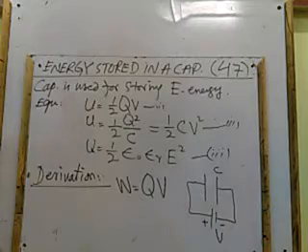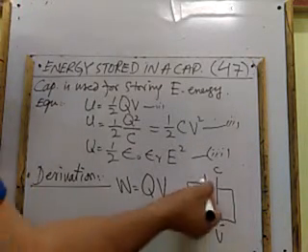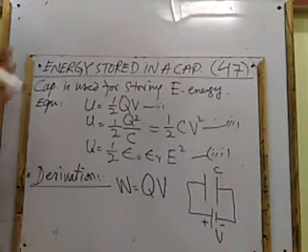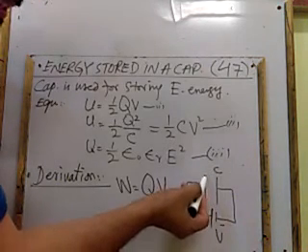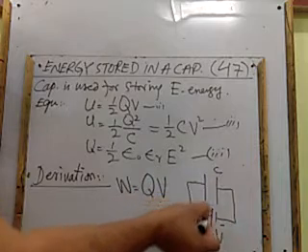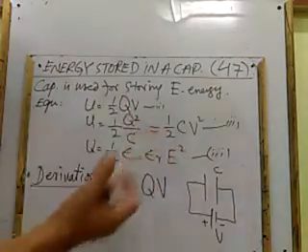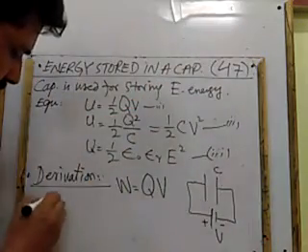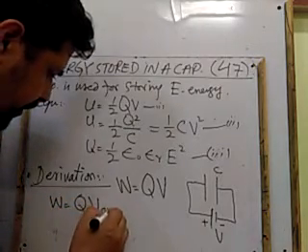Initially the charges on the capacitor are 0, the voltage of the battery is maximum, and the voltage on the capacitor is 0. As gradually the charges go toward the capacitor, the voltage of the capacitor increases gradually, so that is a variable concept. So we can use the concept of variable voltage, Q into V average.